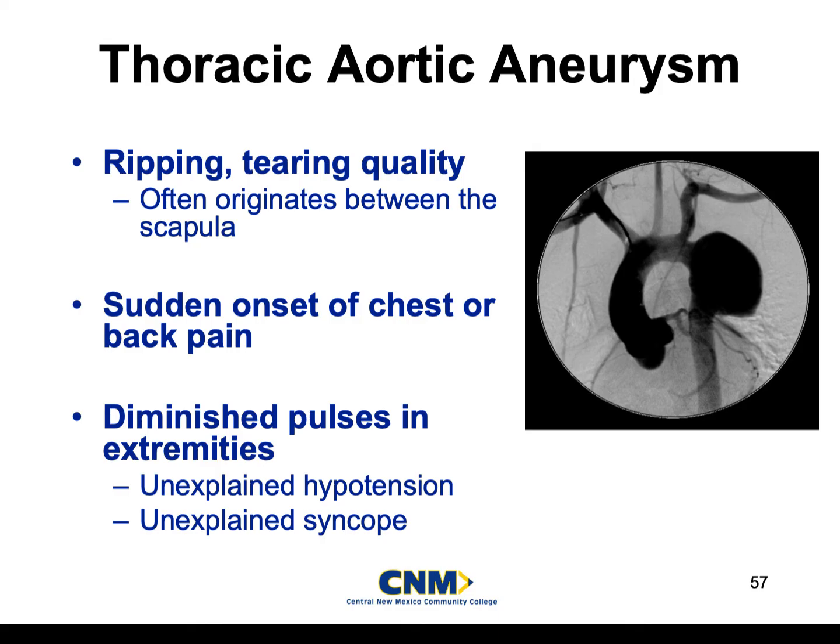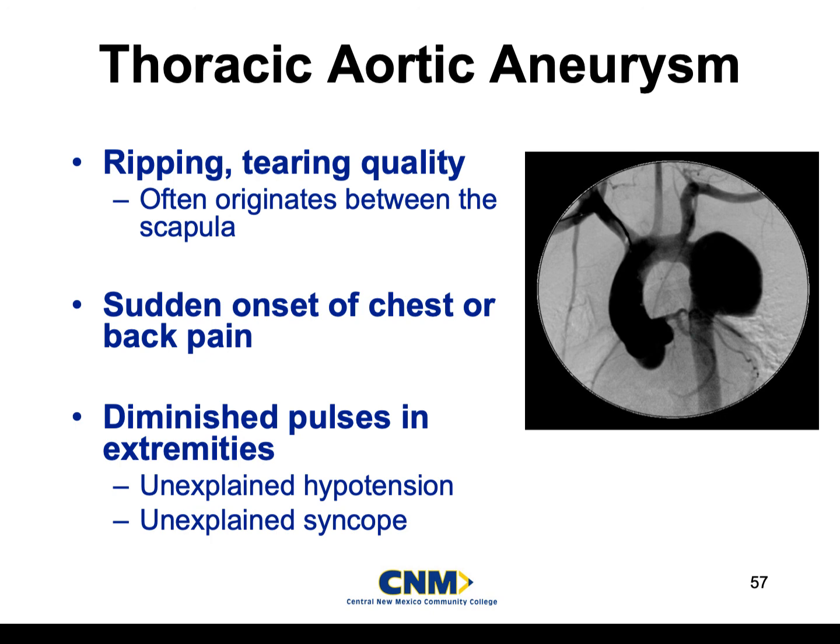So some common things that we're going to see with a thoracic aortic aneurysm: they're going to talk about a ripping, tearing quality in between their shoulder blades. I mean, that sounds present, doesn't it? A ripping, tearing quality in between your shoulder blades. If it starts to leak, here's the best part: they're going to complain of a wet, ripping, tearing quality. It feels like there's something wet behind their shoulder blades.